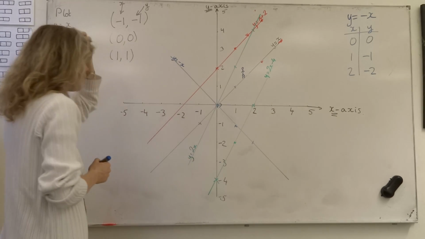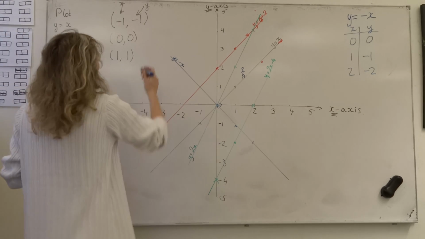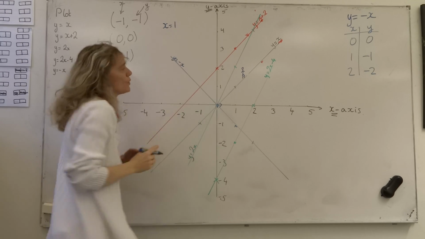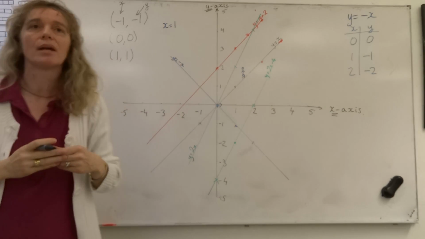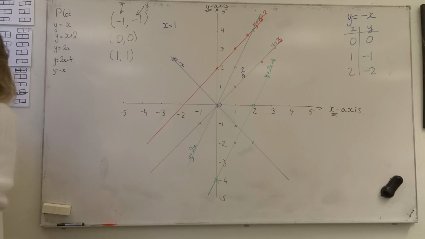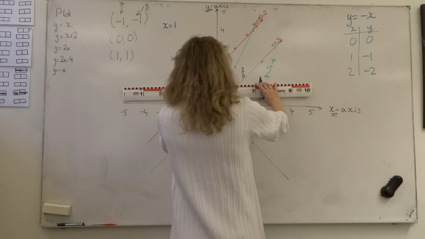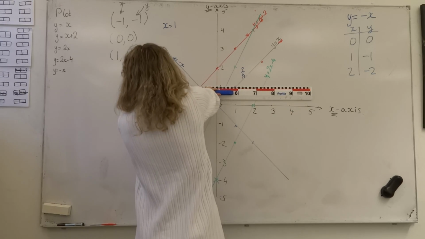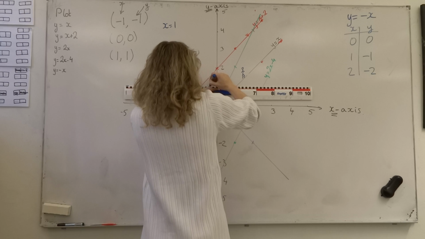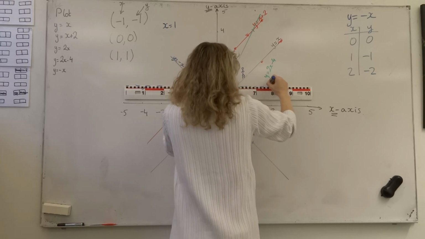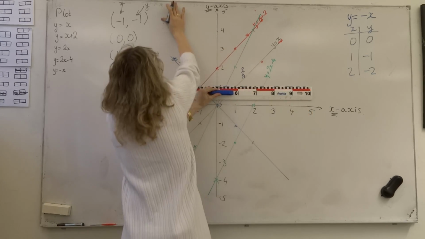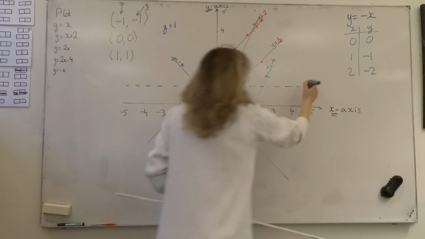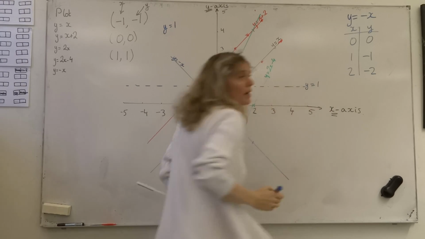What if I was to plot the line around when x equals 1? Is there any line here when x always equals 1? Well, yes, there is. If I was to make a line along here, doesn't matter, sorry, that's the wrong one, when y equals 1. This line here can be represented by y equals 1.